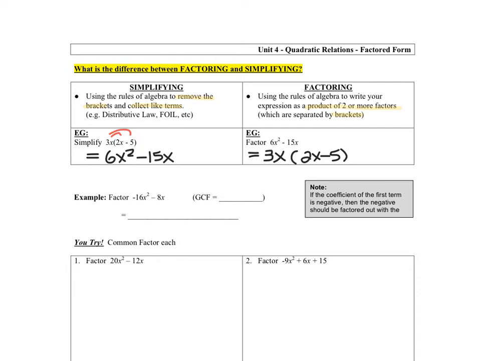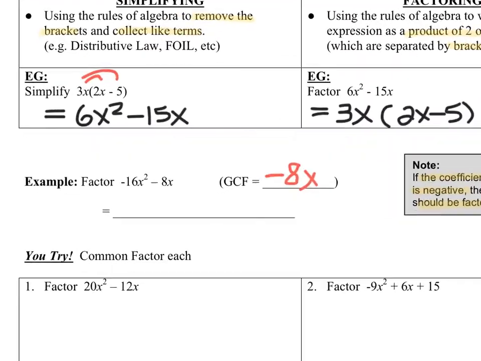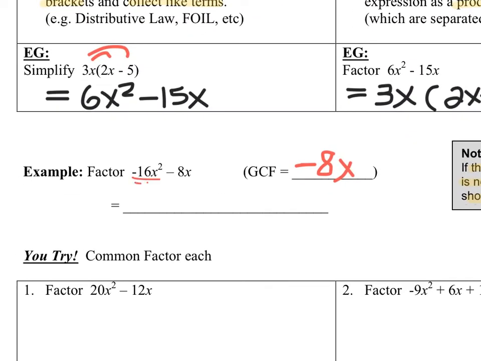If the coefficient in the first term is negative, then the negative should be factored out with the greatest common factor. Okay, so over here, when I'm finding my greatest common factor, I'm going to include the negative no matter what. Now I look at 16 and 8. What's the common factor between that? Well, I can definitely factor out an 8. Between x squared and x, 2x's versus 1x, I can only factor out 1x. And now I'm going to divide each of these terms by negative 8x.